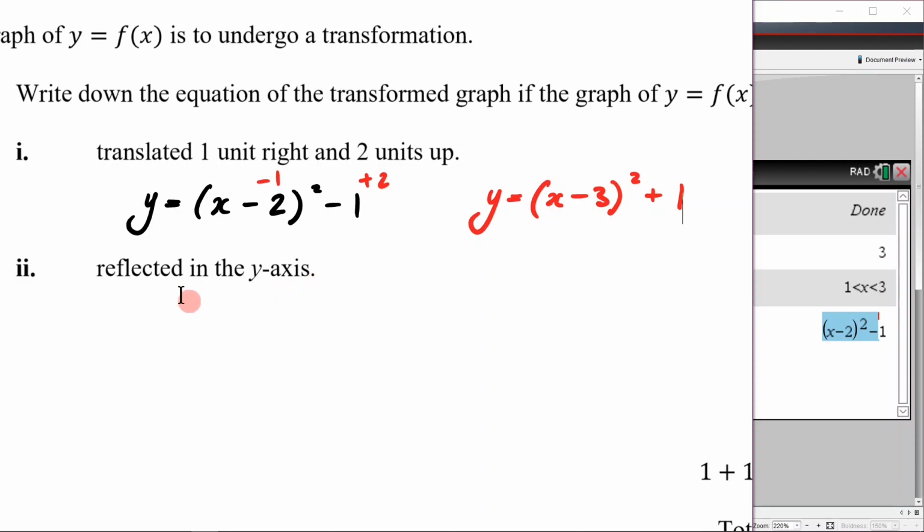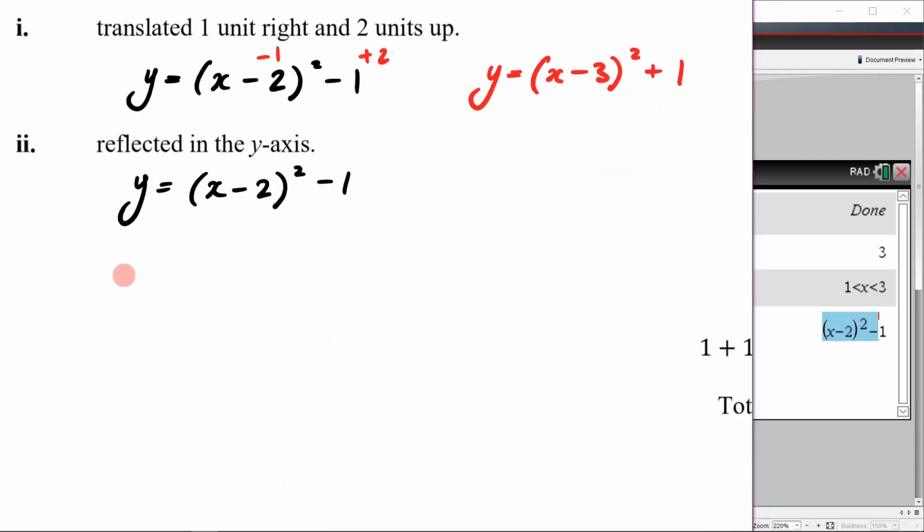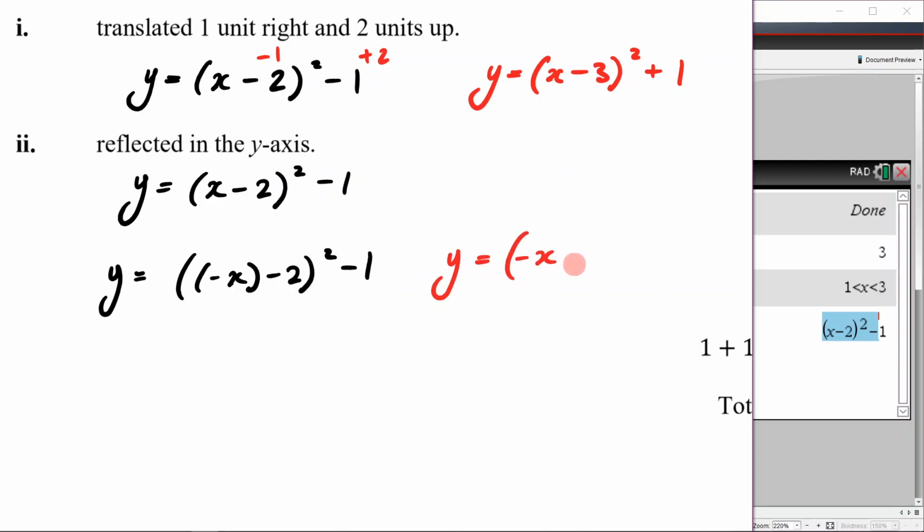Perfect. Let's now go here. Now, reflected in the y-axis. So I again am going to start with what I started with. So y equals x minus 2 squared minus 1. That's what I'm starting with. And if I reflect it in the y-axis, remember, you're going to take your x value and make your x value negative: negative x minus 2 squared minus 1. And that means my final answer here is y is equal to negative x minus 2 squared minus 1. Just like that, we have our answer.